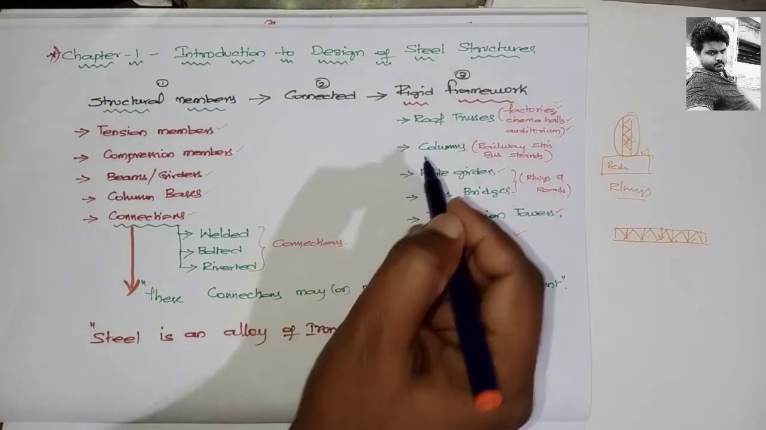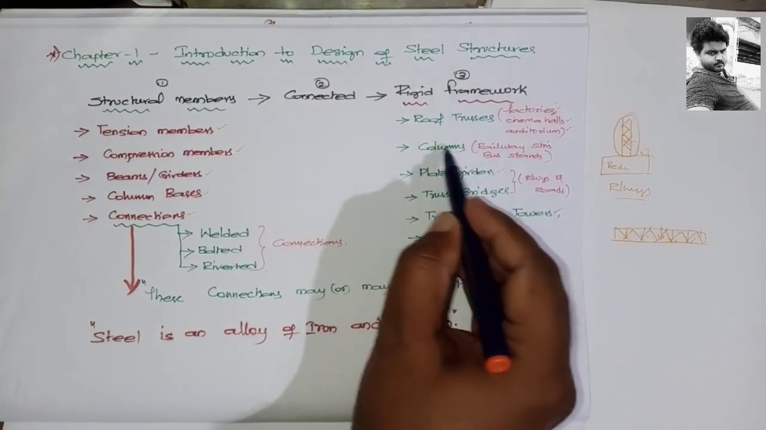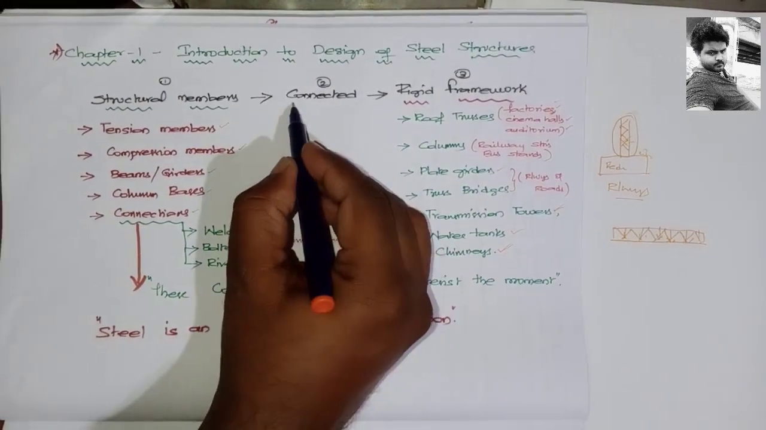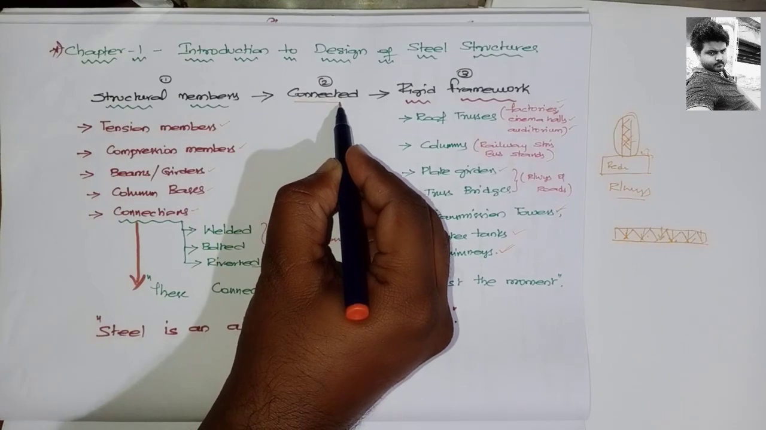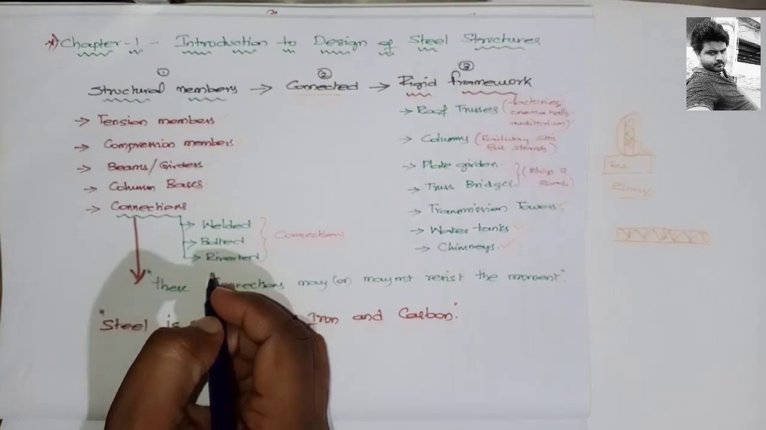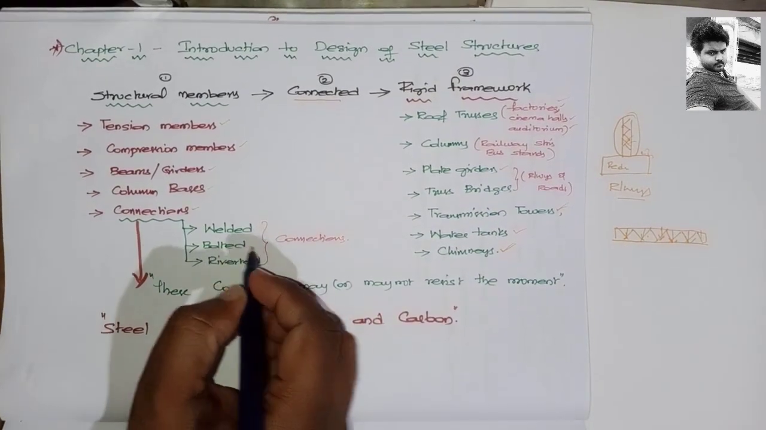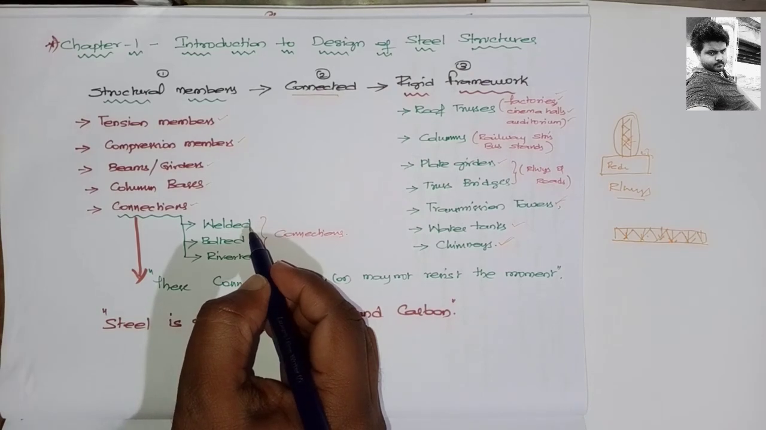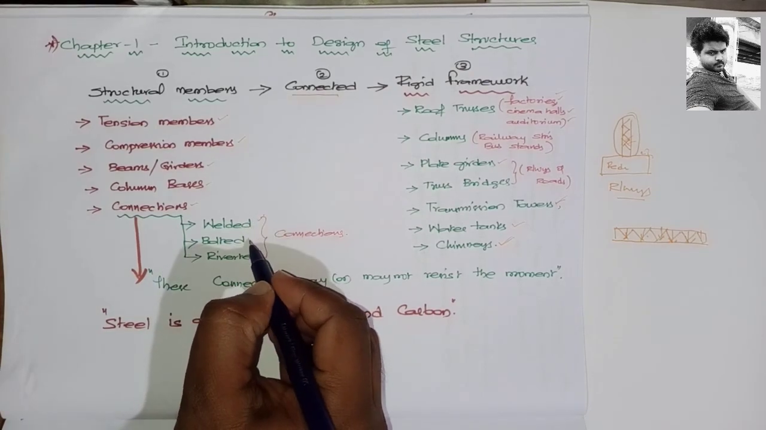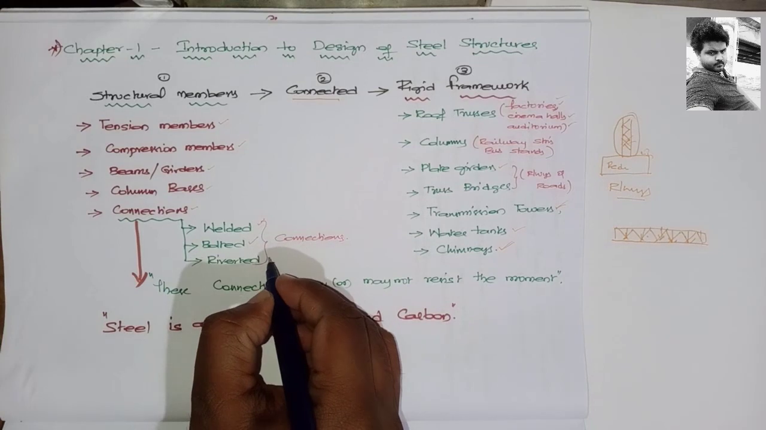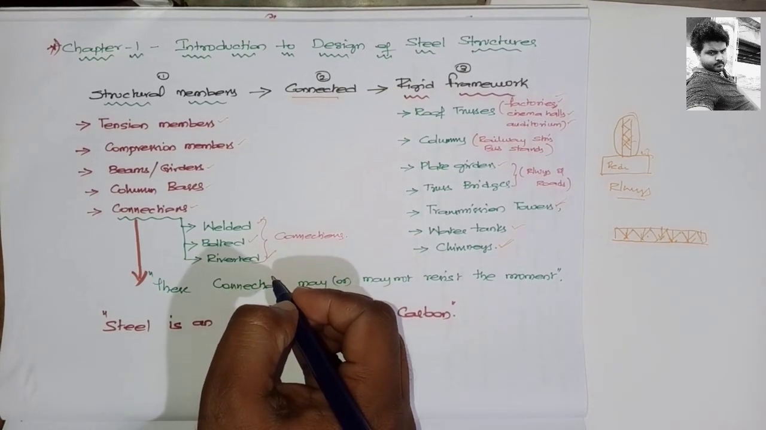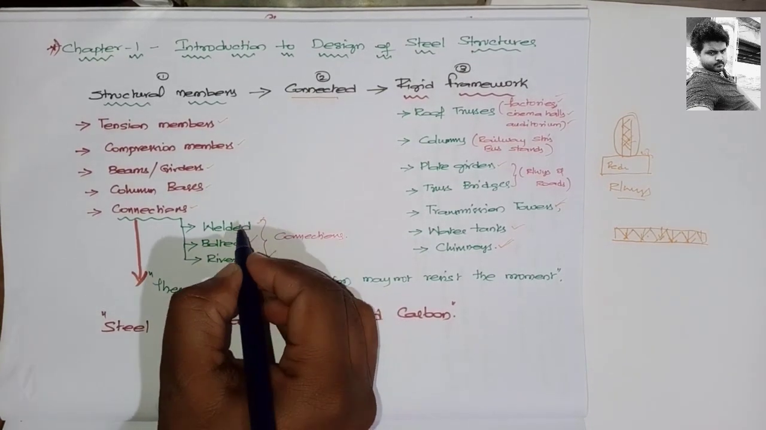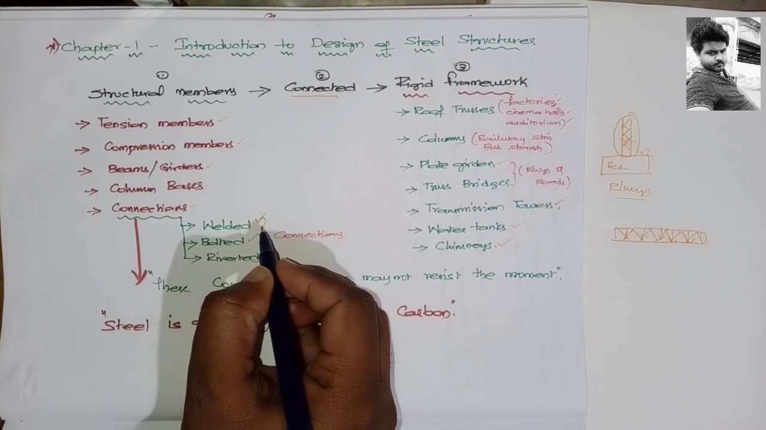And coming to this, in order to frame a roof truss or a column or plate girder, we need to go for some connections. Now what are the different types of connections? There are three different types of connections. One is welded connection, bolted connection, and riveted connection. Now, as per our syllabus, we have welded connections.